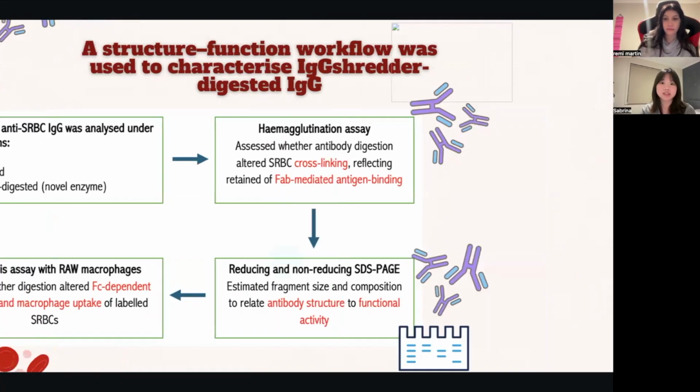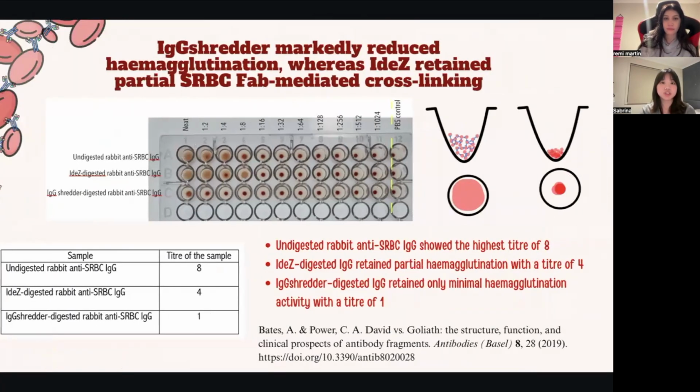We first assessed whether each antibody preparation could still cross-link ship red blood cells. As shown on the plate and in the titer table, the undigested IgG showed the highest hemagglutination titer, which was 8. The IDZ digested sample retained partial hemagglutination with a titer of 4. In contrast, the IgGShredder digest retained only minimal hemagglutination activity with a titer of 1. So compared with IDZ, IgGShredder caused a much greater loss of ship red blood cell cross-linking.